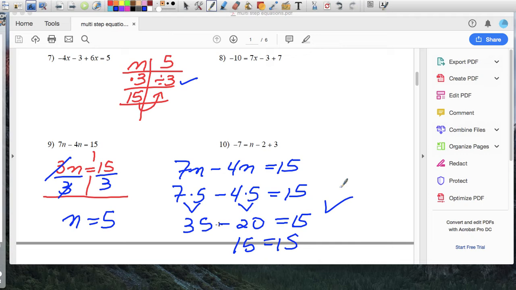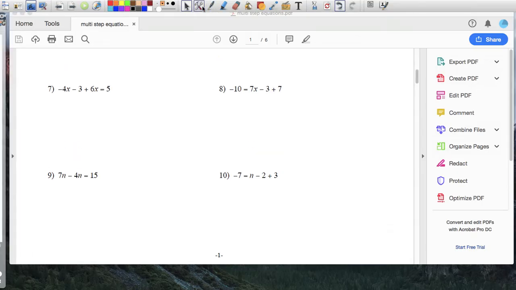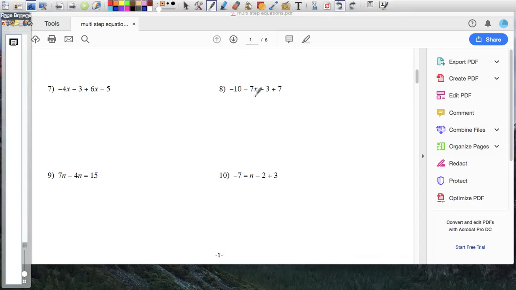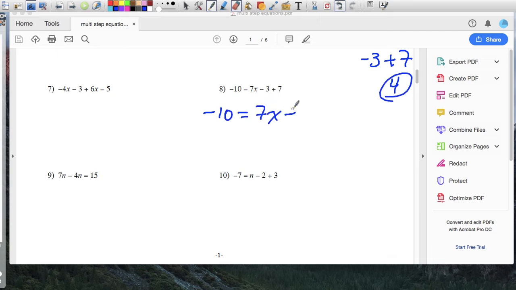So that's 9, and then the second one was 8. For number 8, distributive property, no. Combine like terms, yes. I can combine a few things. Remember, there's two sides to it. On the right side, I'm going to combine negative 3 plus 7. There's more positives, so it's going to be positive 4. So I'm going to rewrite this as negative 10 equals 7x plus 4. Now I can do a story.